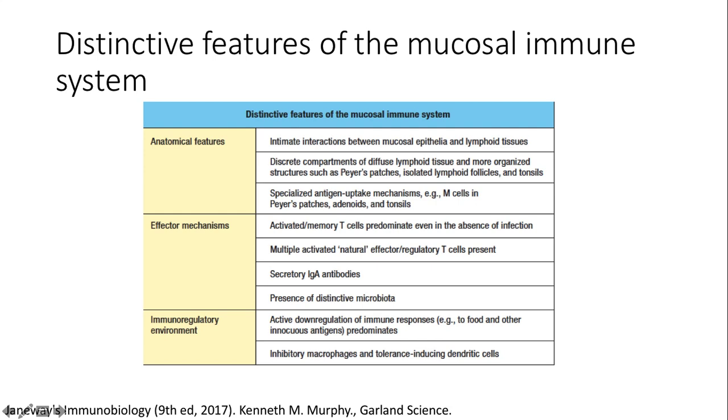So in contrast to the systemic immune system, the mucosal immune system is bigger, encounters a wider range of antigens, and encounters them much more frequently than the rest of the immune system. This is reflected in distinctive anatomical features as well as specialized mechanisms for uptake and unusual effector and regulatory responses that are designed to prevent unwanted immune responses to food and other innocuous antigens. We will cover some of those distinctive features in the next slides.